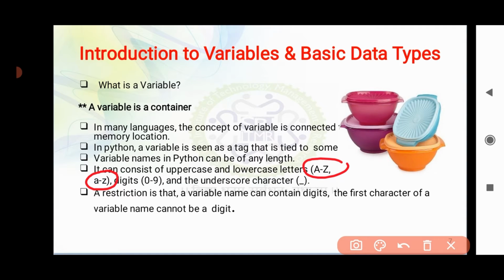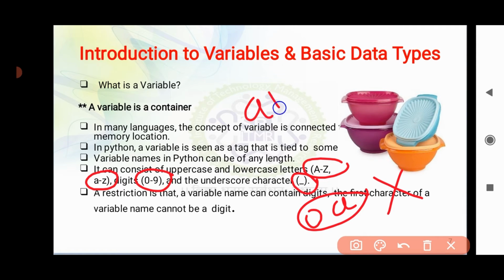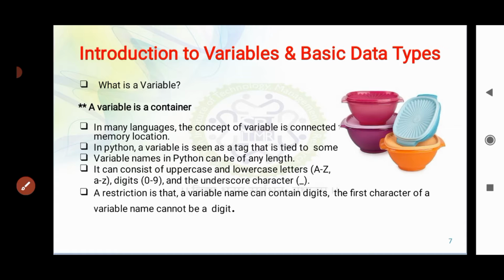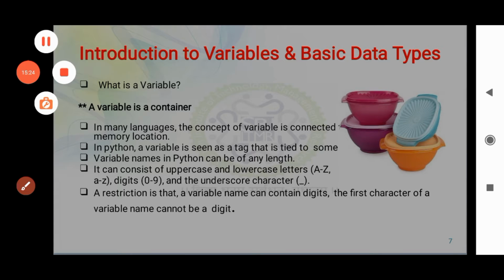Then it can also have the digits from 0 to 9, and it will allow one special character, that is nothing but your underscore. But always you should remember, as in other languages, it follows the same syntax: your variable name should never start with a digit. That means if you write the variable name 0a, it will be an invalid variable name. But if you write a1, then yes, it will be a correct variable. Alright, so this is how variables are declared.